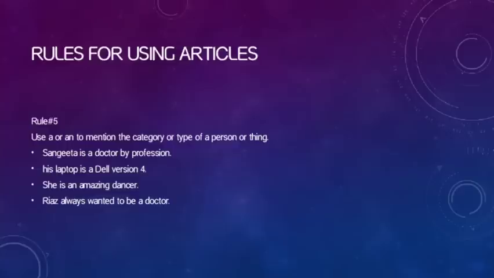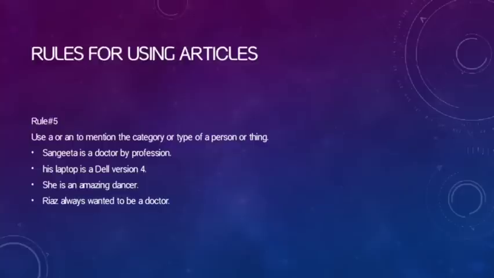Let's have a look at another example, his laptop is a Dell version 4, because there is an entire category of many products of that particular thing. So you have to use a or an to specify a particular category.